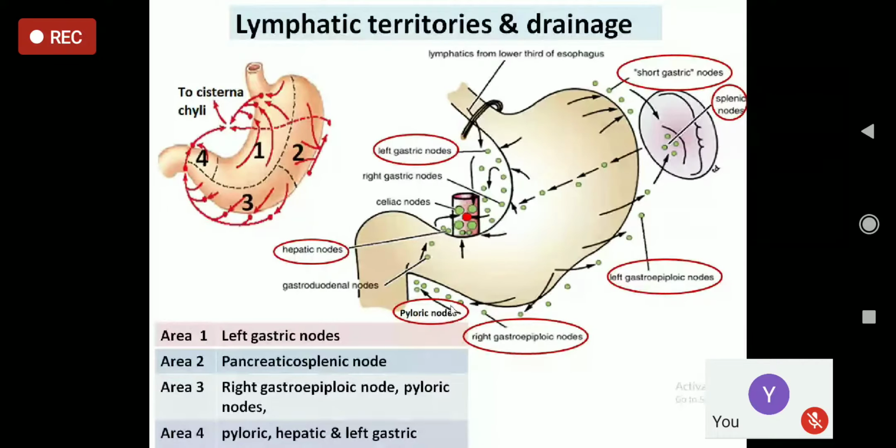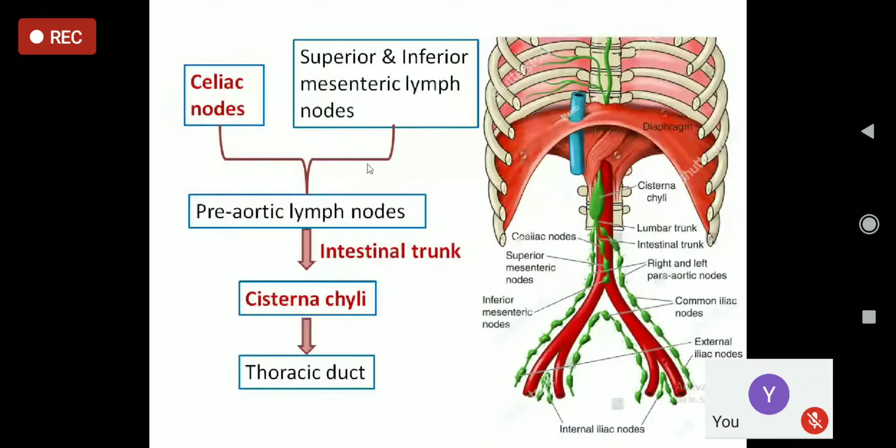But all of these perigastric lymph nodes finally drain into the celiac node. Here this red color is denoting the celiac node. So all of these lymph nodes present around the stomach, known as perigastric lymph nodes, finally drain into the celiac node, which is one of the pre-aortic lymph nodes. Then the celiac node, along with the superior and inferior mesenteric nodes, are the group of pre-aortic lymph nodes.